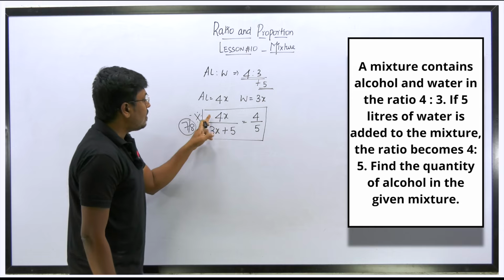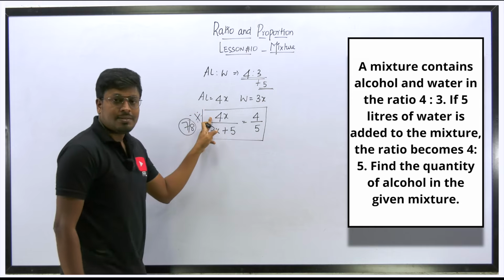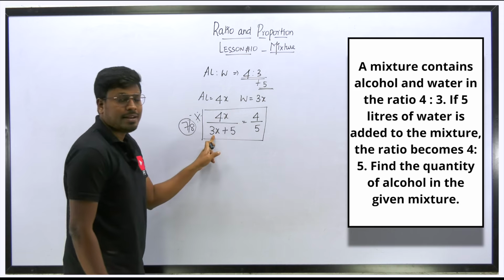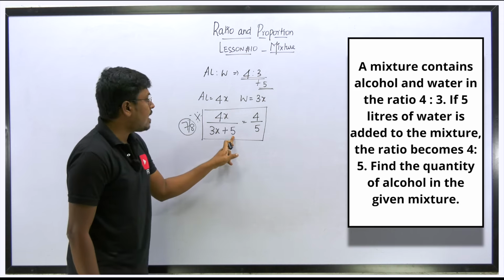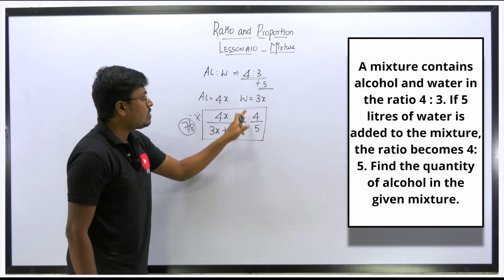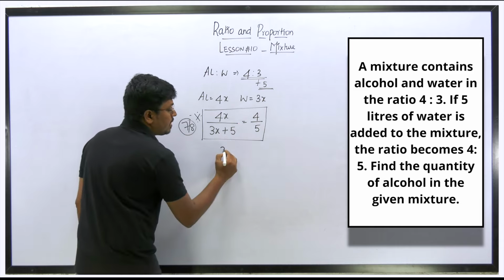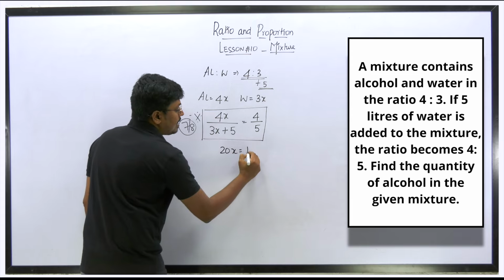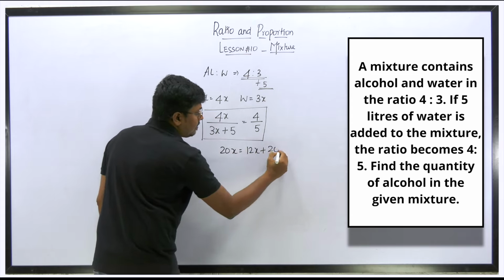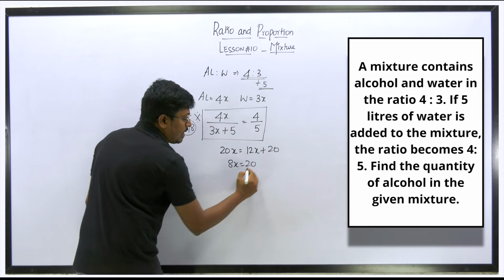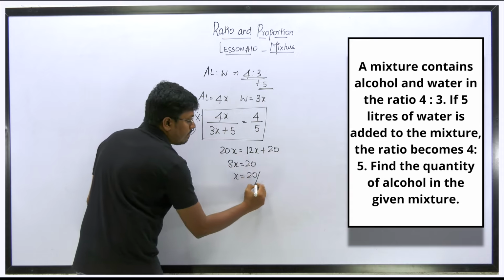So here the alcohol ratio we can keep as it is, but only 5 liters of water is added. So in the water part, that is 3x, where 5 liters of water is added, so that the ratio becomes 4:5. So we can write it as 4/5. Cross multiply, this becomes 20x is equal to 12x plus 20. So this will be 8x is equal to 20. So x is equal to 20/8.